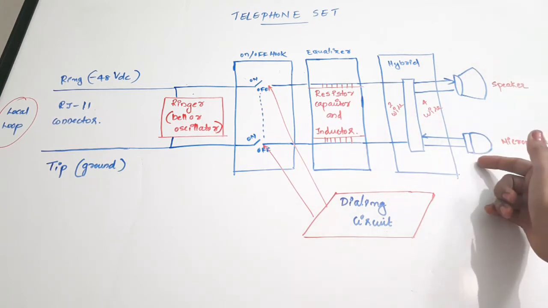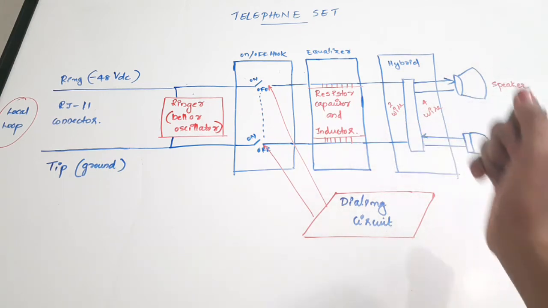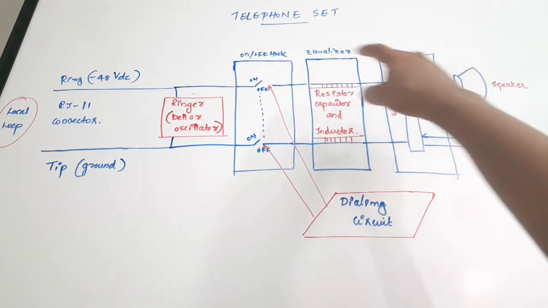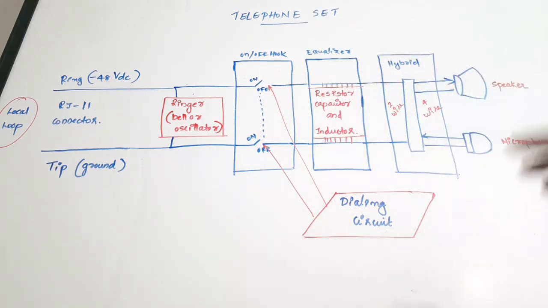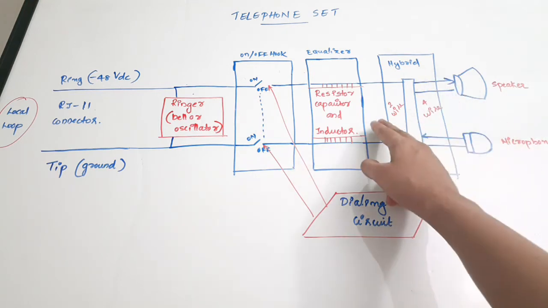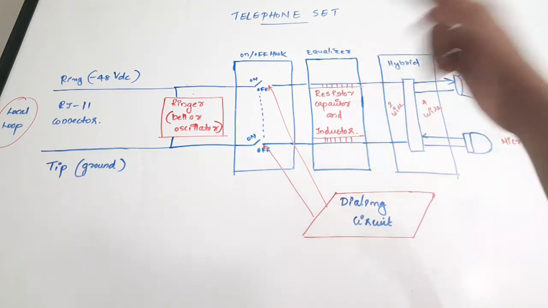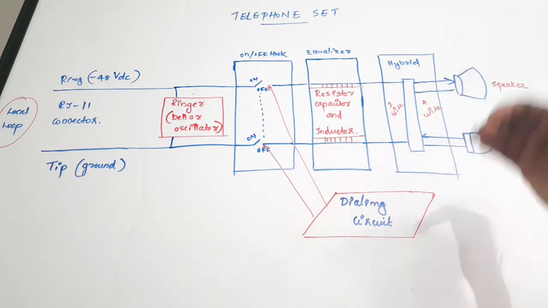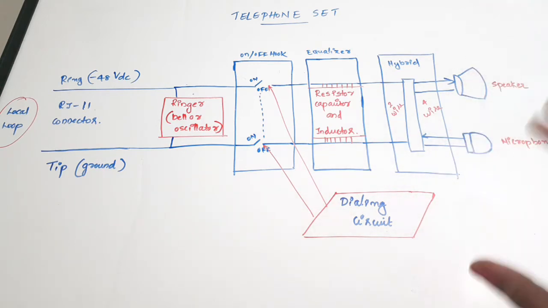So the user will be able to speak through this microphone. There is an input coming from this line, and here you should be feeding an output to this line. So in order to have this purpose, we convert a 2-wire network to a 4-wire network, and it is split into 2 different components. In order to establish that, we use a hybrid circuit. That is the main purpose of a hybrid circuit.